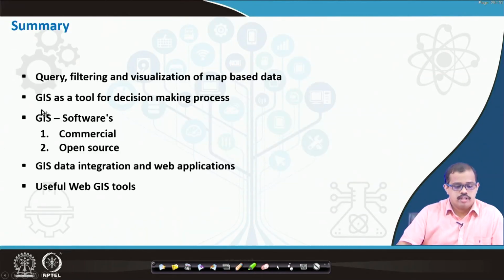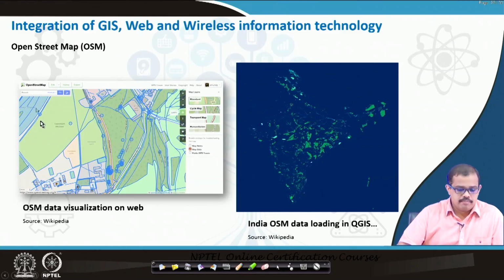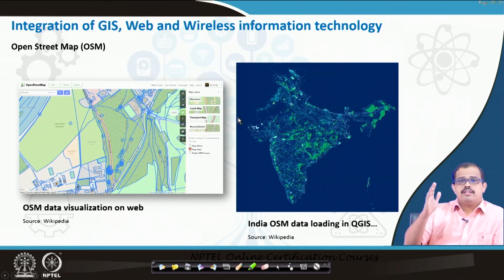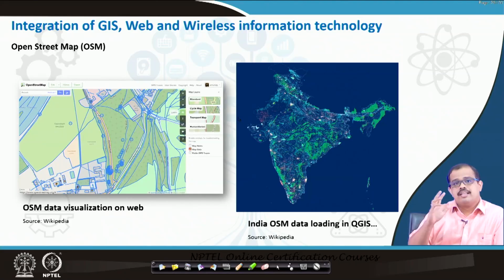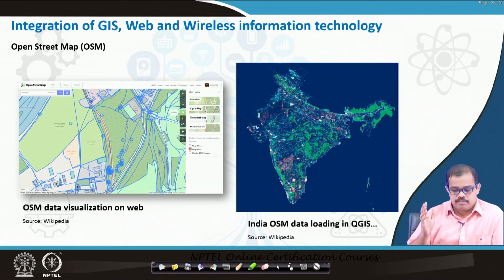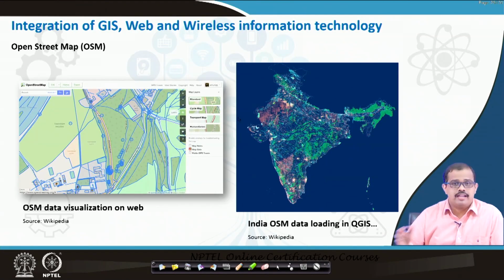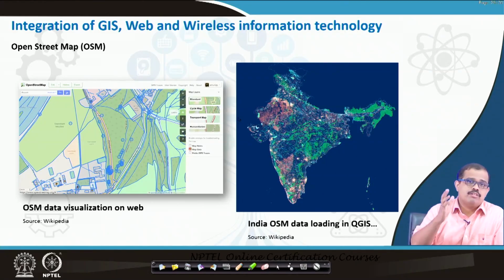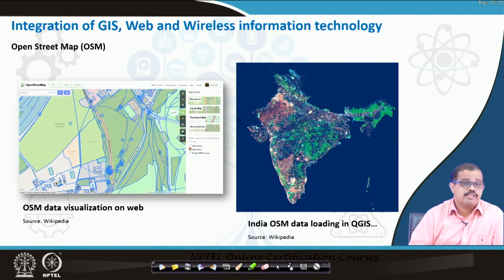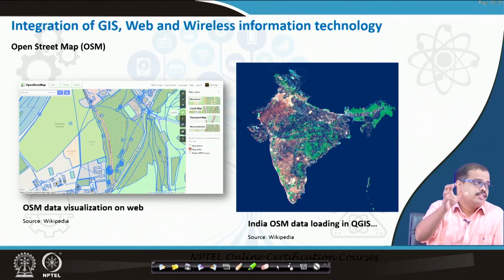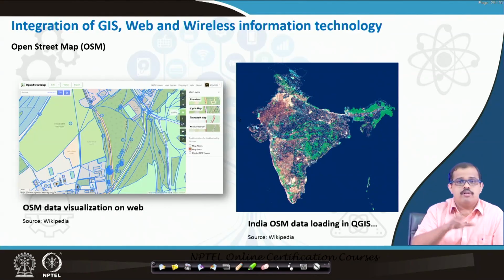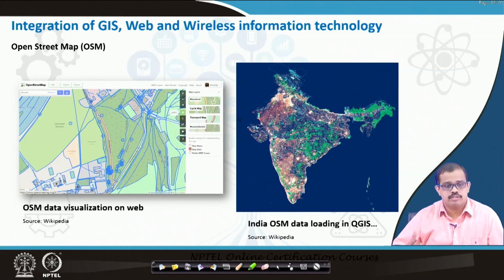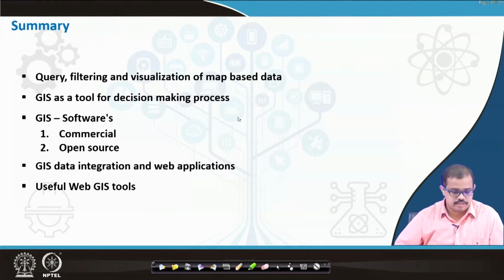So I have already spoken about OpenStreetMap here. On your right hand side, as I speak, you can see the data that is there on India's OpenStreetMap, that you can load directly onto your QGIS. Just loading onto QGIS, then extracting this data from QGIS for your analysis can be done with all this data. So data is available there. So you have a software which is capable of extracting this data. That is what is most necessary in today's context.